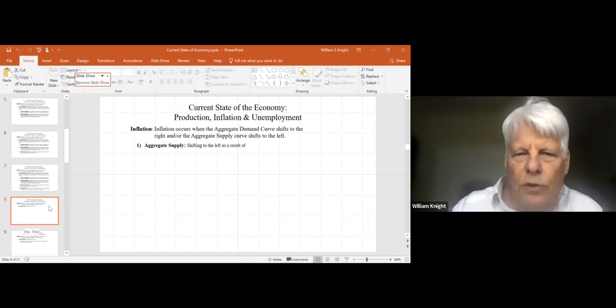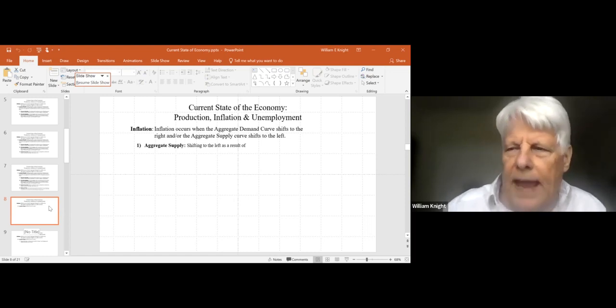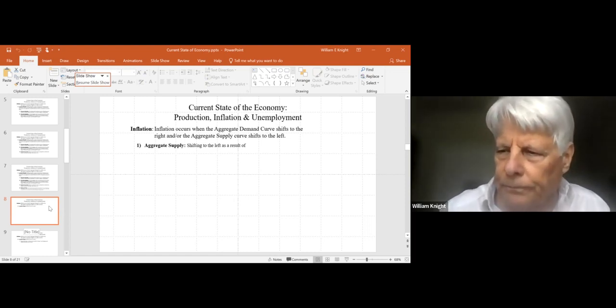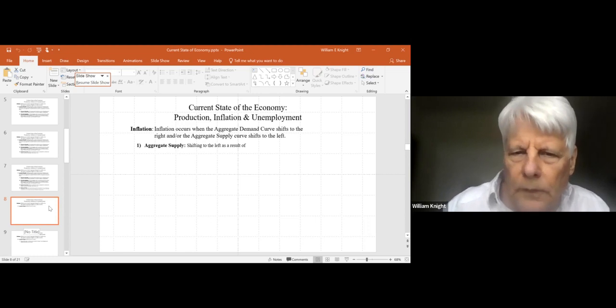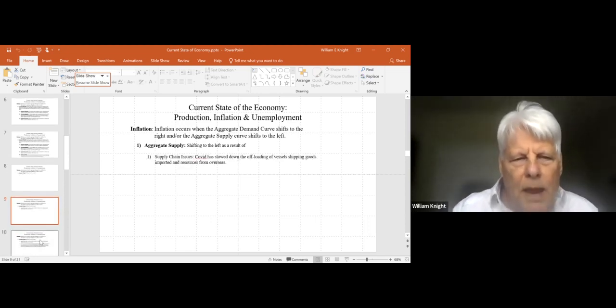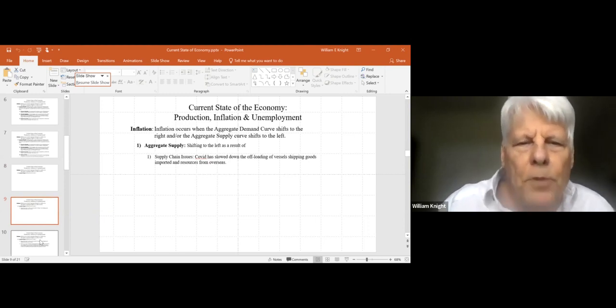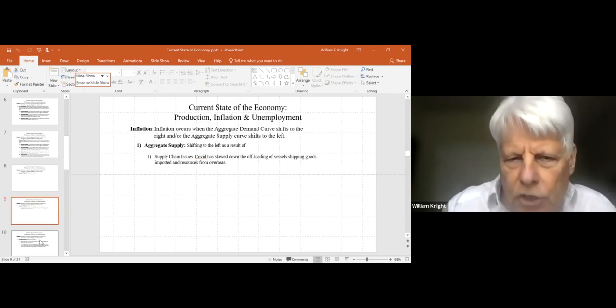Now, what about the aggregate supply curve? The aggregate supply curve is shifting to the left. Why is the aggregate supply curve shifting to the left? Well, we have these supply chain issues.